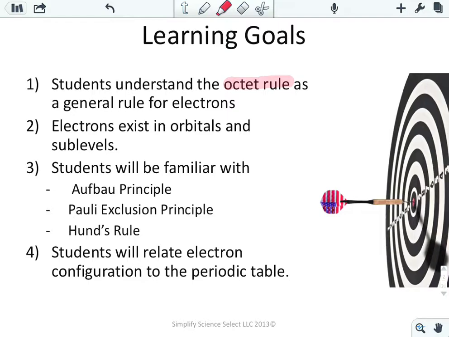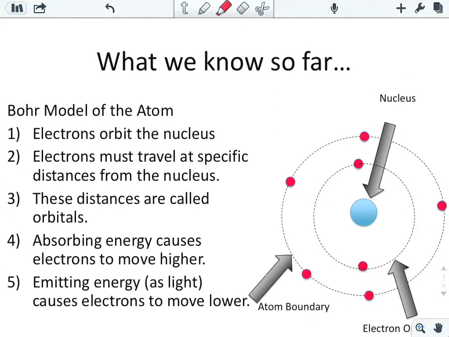Number 3: students will be familiar with the Aufbau principle, the Pauli exclusion principle, and Hund's rule. These are definitions that you need to know, so definitely know the definitions of those and also be able to apply those. Number 4 is students will relate electron configuration to the periodic table. So we're going to look and see how the periodic table helps us understand electron configuration, how to write electron configuration from the periodic table. So let's dive into this.